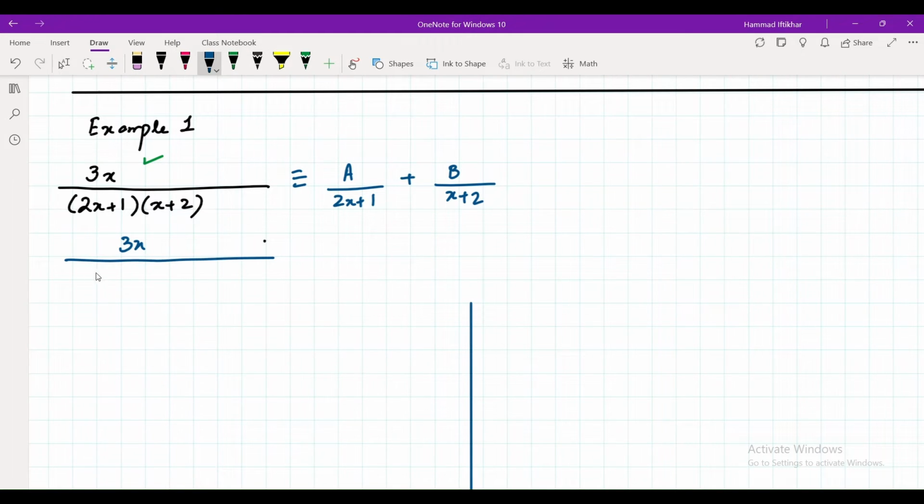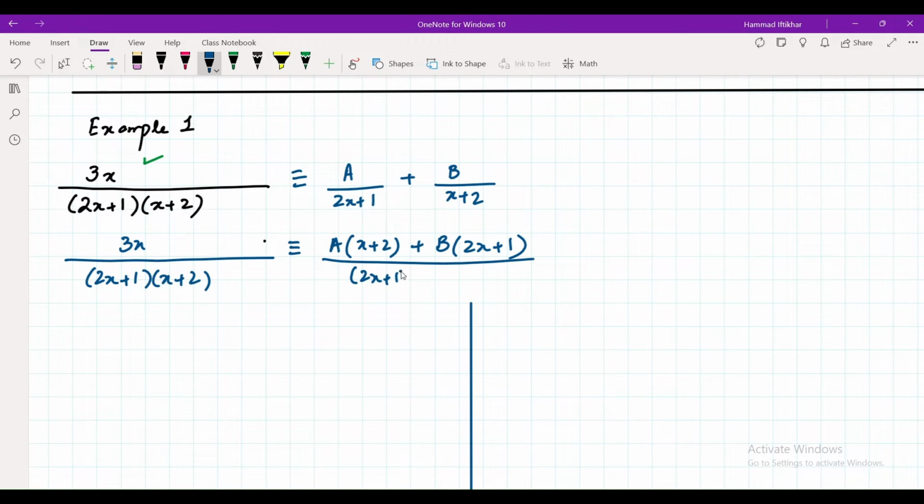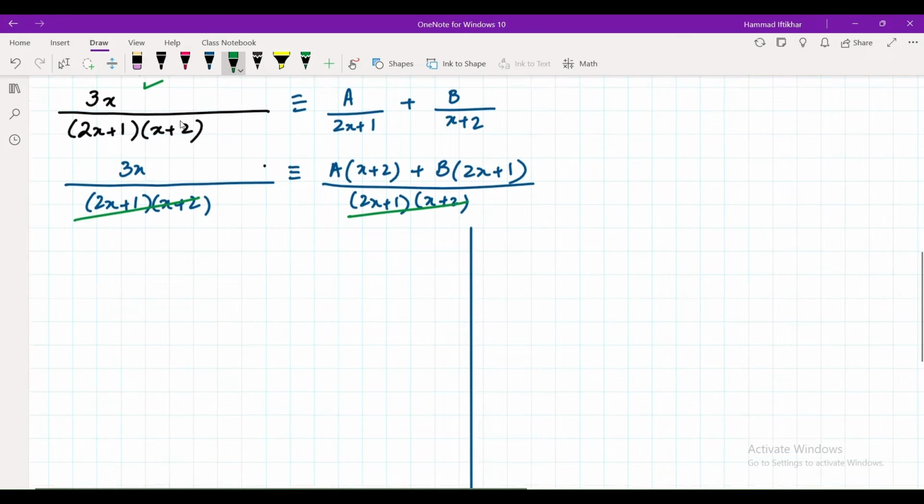3x over (2x plus 1)(x plus 2) equals a times (x plus 2) plus b times (2x plus 1), all divided by (2x plus 1)(x plus 2). Now, as you can see, you can cancel out the denominators because they are the same on both sides. And now you just have 3x is equal to this.